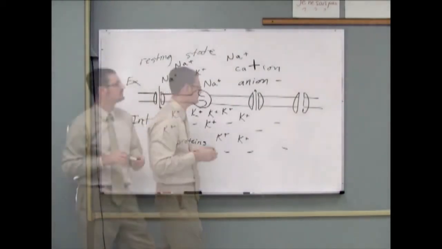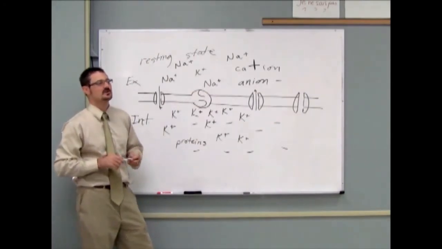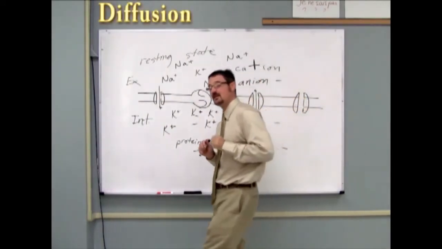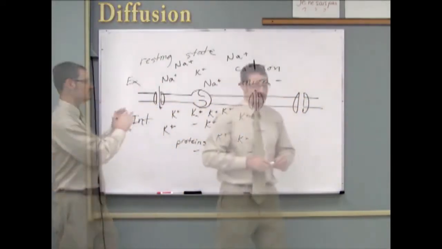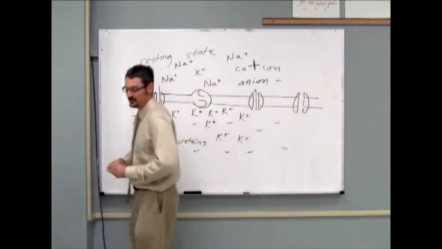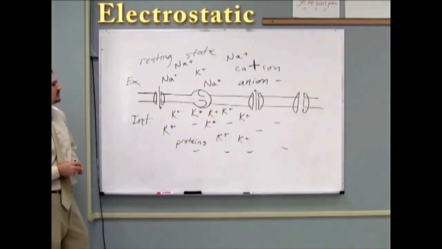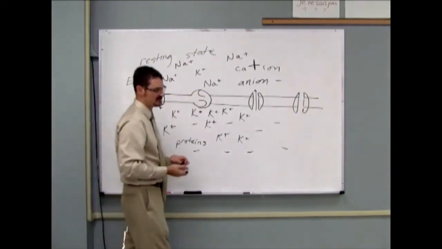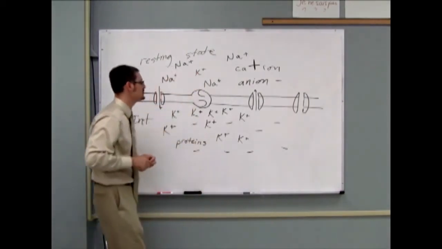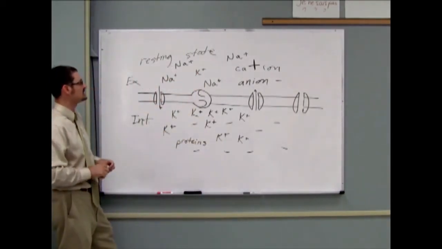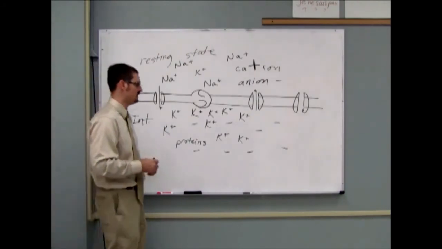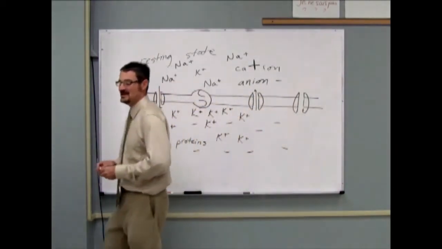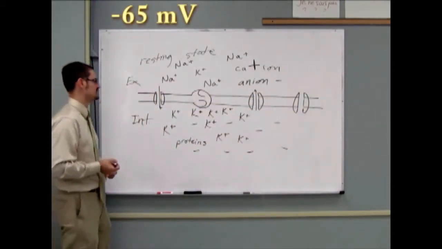So there are two forces at play here. We have diffusion, which is driving the potassium out of the intracellular environment, and we have electrostatic pressure, which is pulling the potassium in. At the same time, we have the sodium-potassium pump, which is trying to keep the potassium concentration at a set level on the interior of the neuron. This set level typically is about negative 65 millivolts.